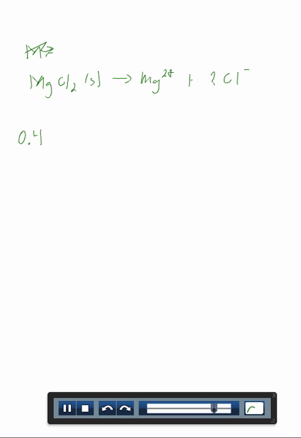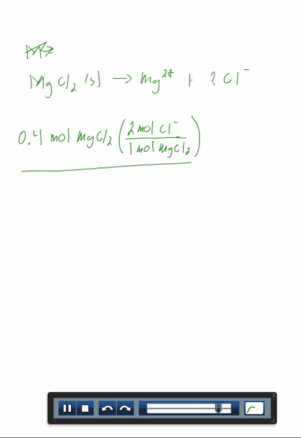So if we had 0.4 moles of magnesium chloride, we would multiply that by the conversion factor from the balanced equation, 2 moles chlorine minus per 1 mole magnesium chloride, and then divide that by the liters of solution, 1 liter. So that will give me 0.8 molar of Cl minus ions.